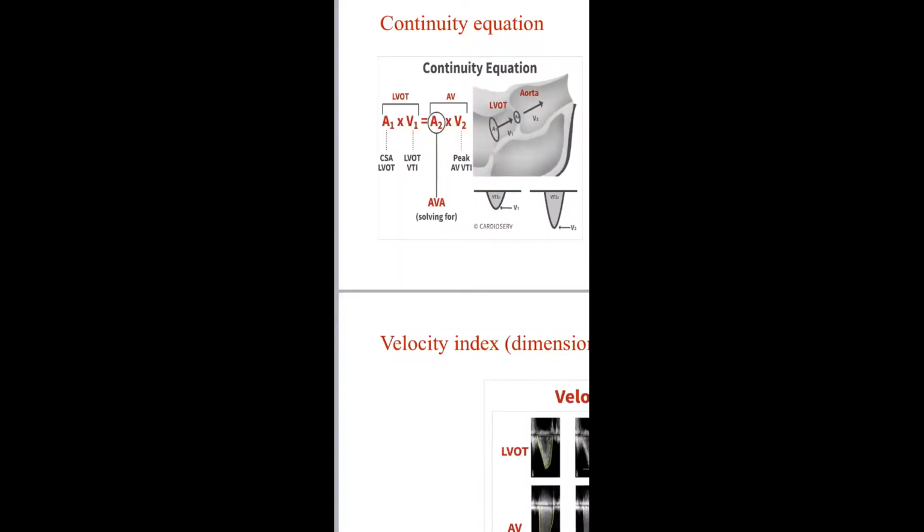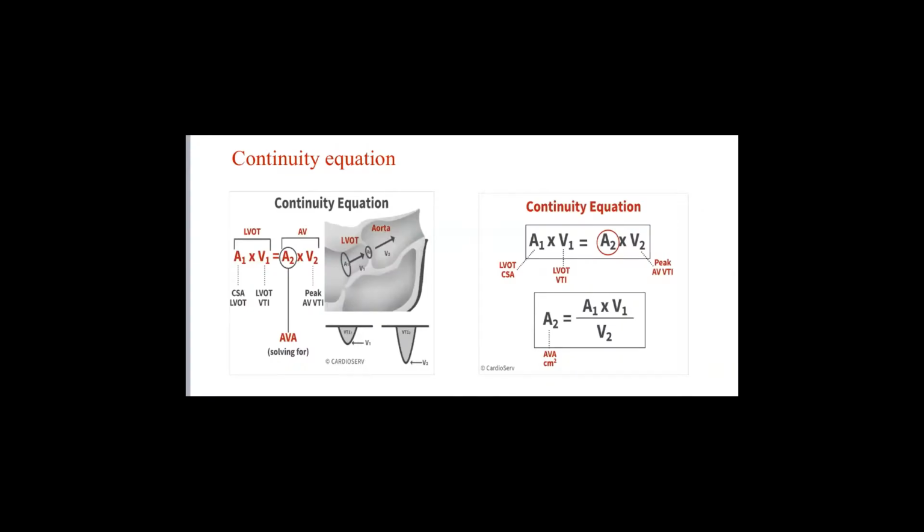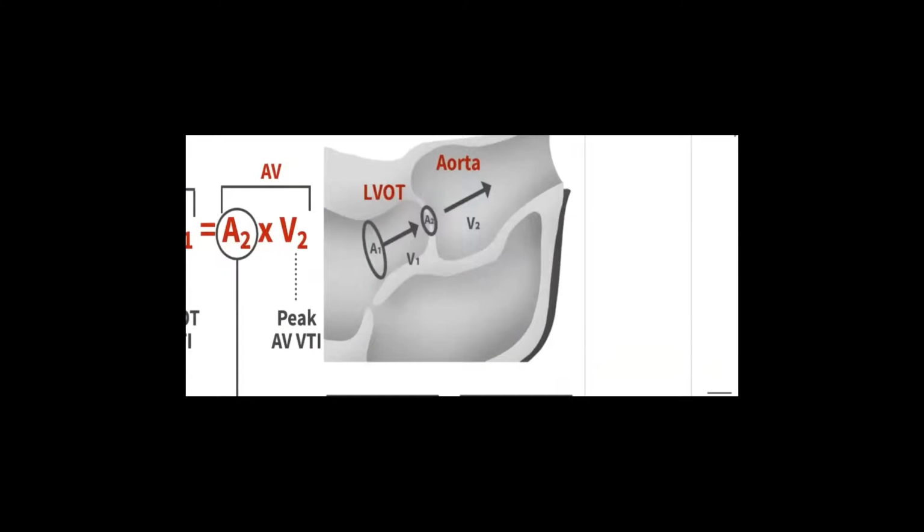Okay? So, if that's the case, let's take the LVOT with the aorta. If I measure the stroke volume at the LVOT, it is equal to the stroke volume at the aorta. And we know how to measure the LVOT stroke volume: 0.785 times the diameter squared times the TVI. That will be equal to what?